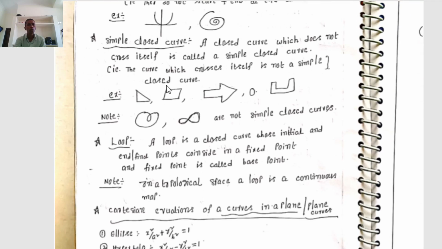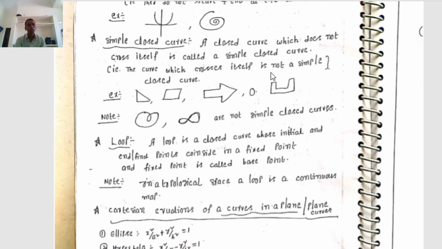Next, simple closed curve. A closed curve which does not cross itself is called a simple closed curve. That is, a curve which crosses itself is not a simple closed curve.